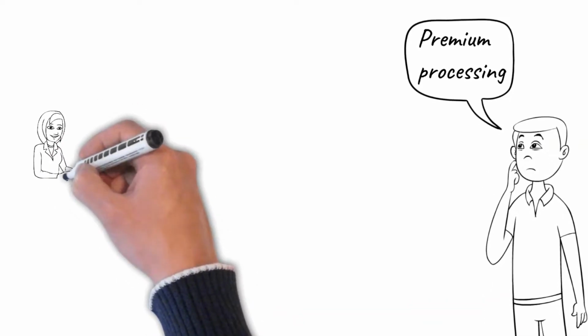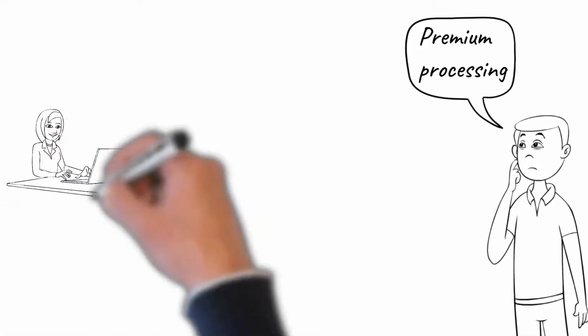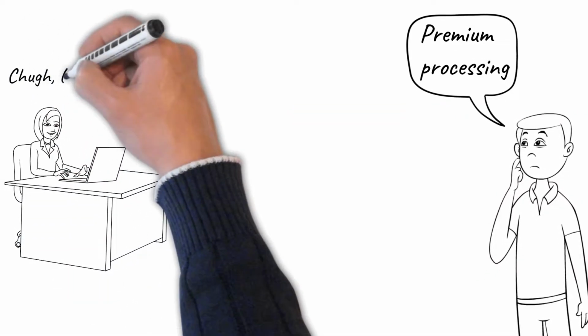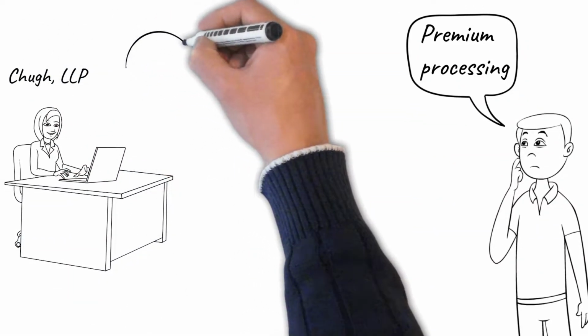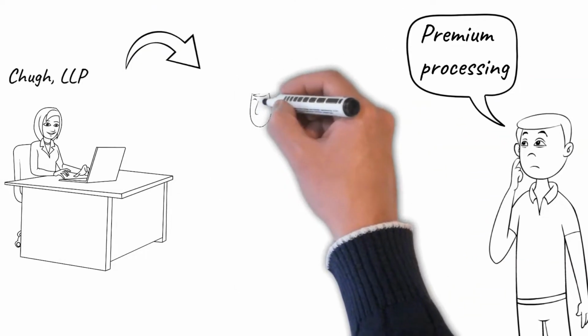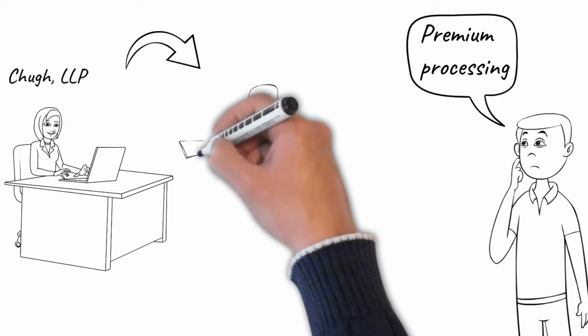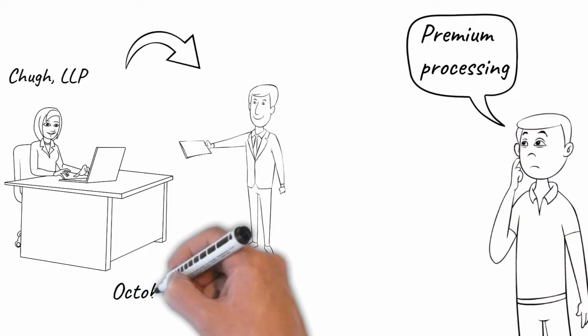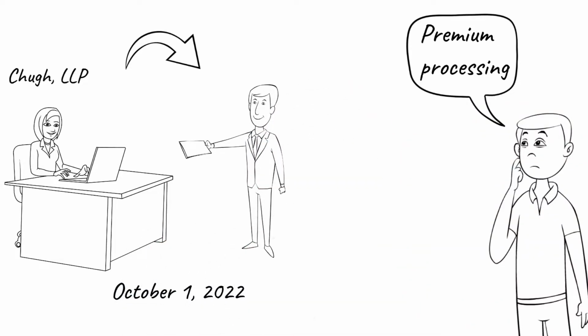An H-1B petition can be filed in one of two ways. The first method is to file with a request for change of status. Chug LLP will request that your H-1B status take effect automatically on October 1st, 2022, if your petition is approved by that time. If your H-1B CAP petition is approved after October 1st, you would enter H-1B status automatically on the date that your petition is approved.